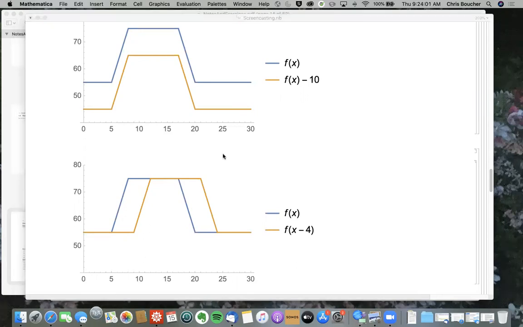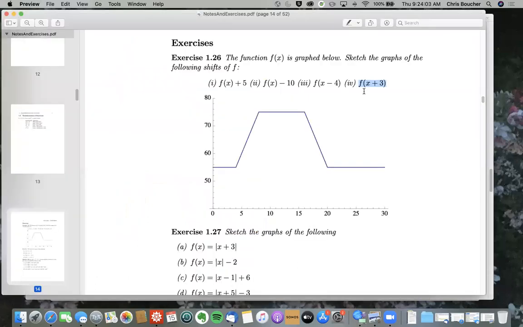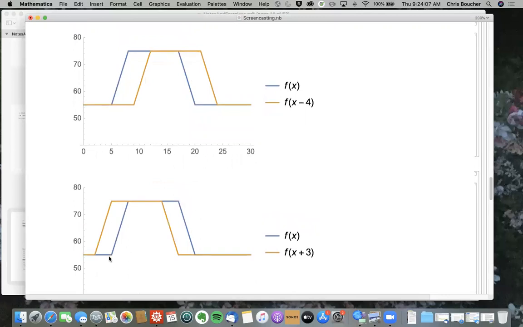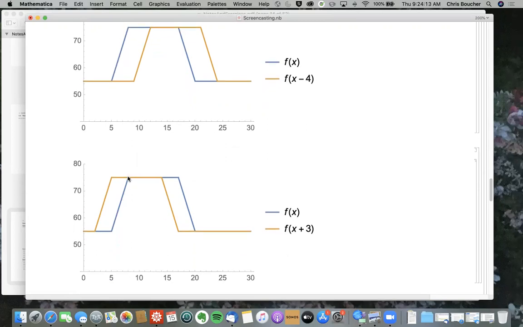Okay, and the final one, what did we say? This was a shift to the left by 3 units. And here's what that looks like, right? F is the blue, and you can see, again, look at the corner point here. The orange curve is 3 units to the left of the blue curve.